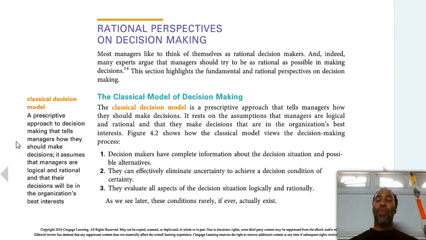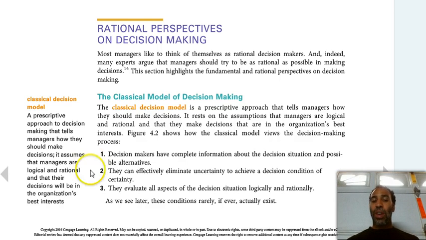So in order for you to follow the classical decision model, right, you have to be logical and rational. It doesn't have room for people who are only emotional. It needs to be logical and rational, and you follow these steps. So number one, decision makers have complete information about the decision situation and possible alternatives. Number two, they can effectively eliminate uncertainty to achieve a decision condition of certainty. Three, they evaluate all aspects of the decision situation logically and rationally.